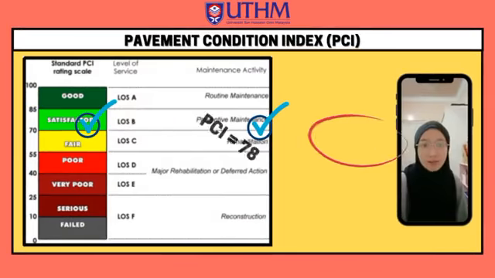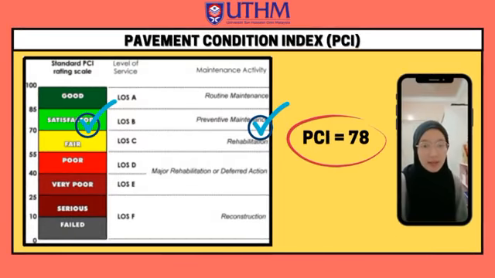Based on the standard PCI rating scale, this pavement sample unit number 1 is at the satisfactory level, since the PCI value for this pavement is in the range of 70 until 85. The scale is satisfactory, the level of service is B, and the maintenance activity that should be done is preventive maintenance. Thank you.